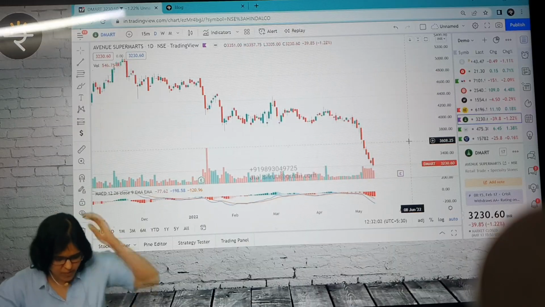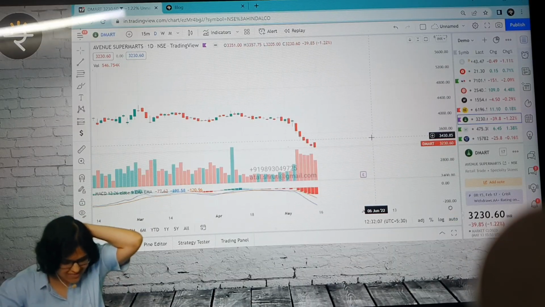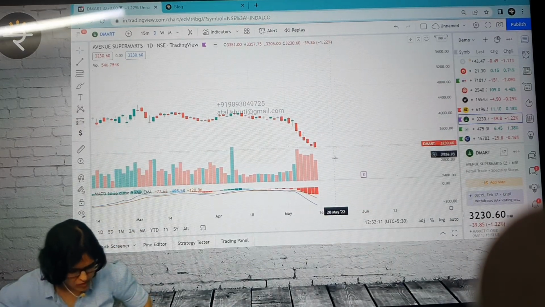More and more candles I get. Now what is the problem here? Too many red candles. Correct? 1, 2, 3. Then they're not stopping also. No sign of reversal as of now.